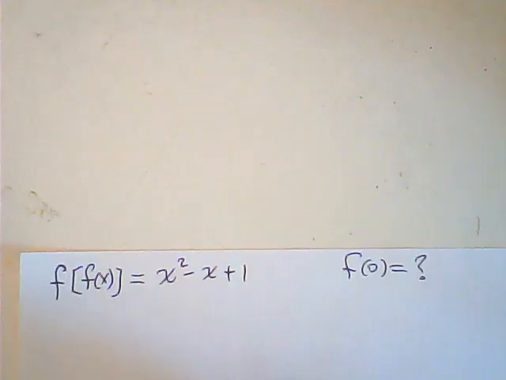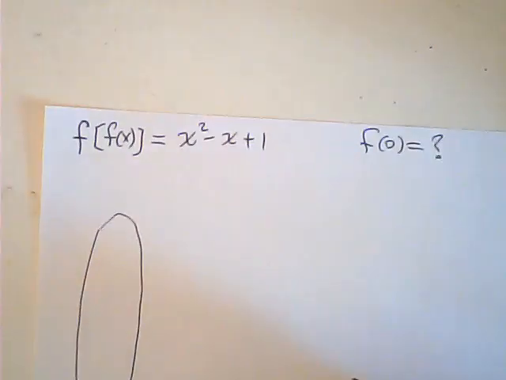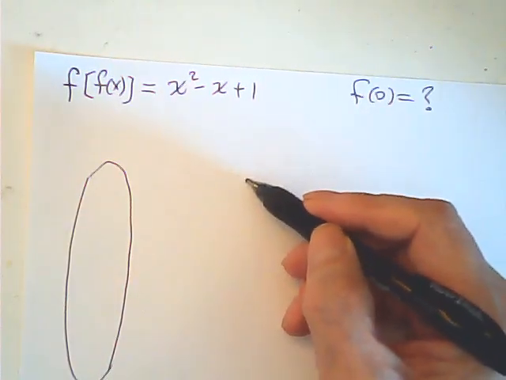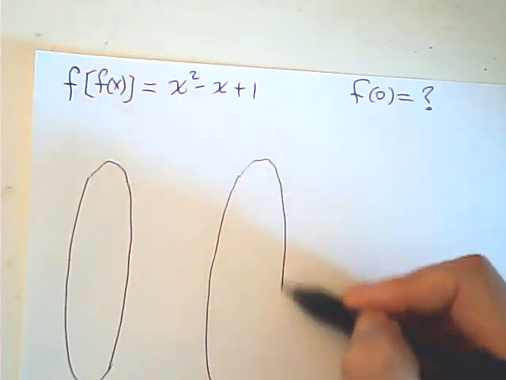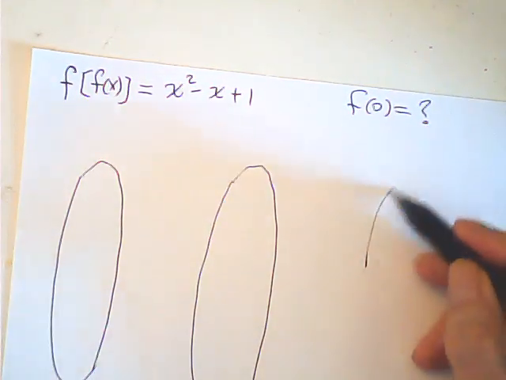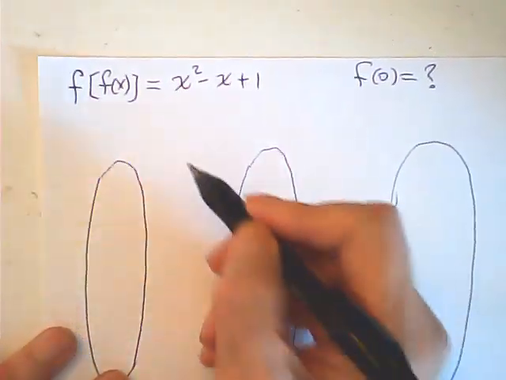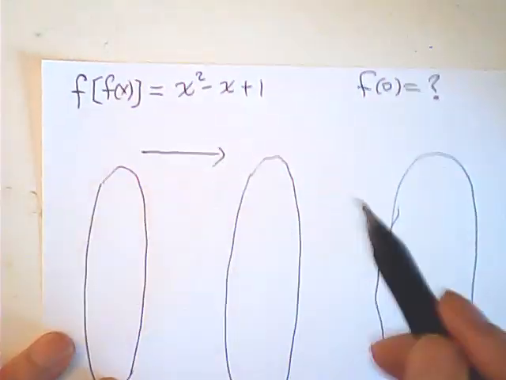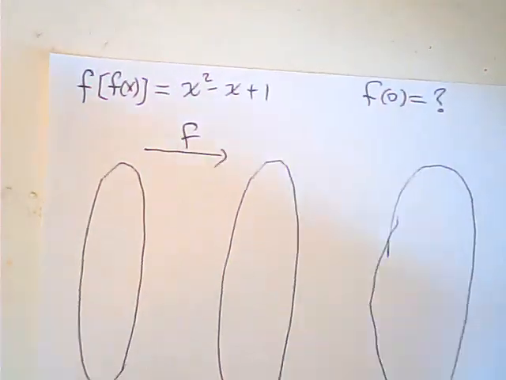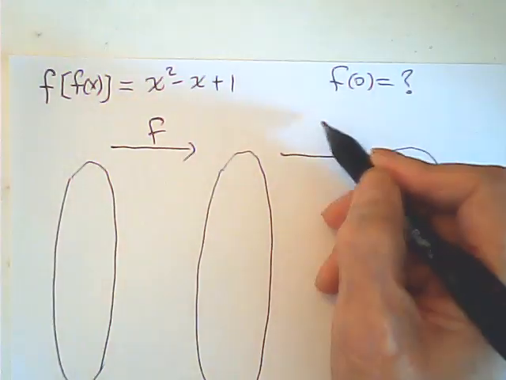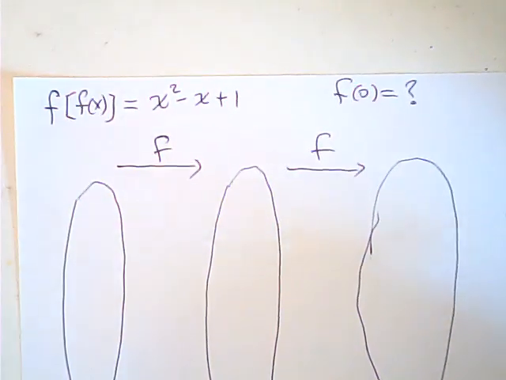Now let me try to explain my best, and I try to use a picture, and I use a graph. This is a domain. This is a codomain. This is another one. Now from here there is a function mapping f. This is another mapping of f.